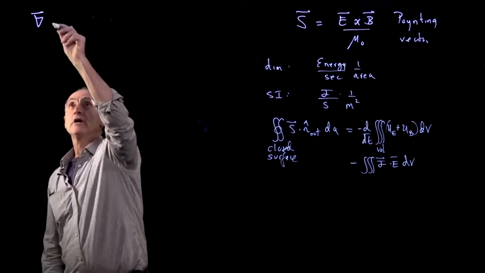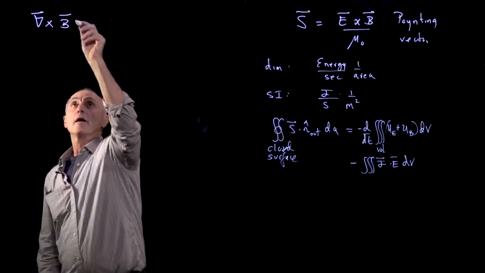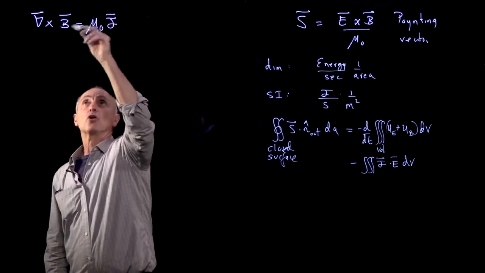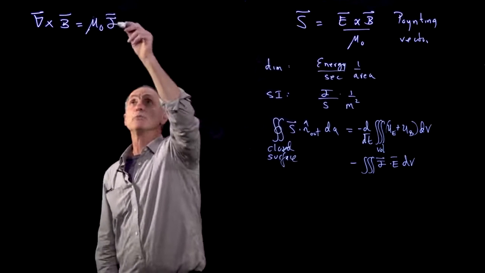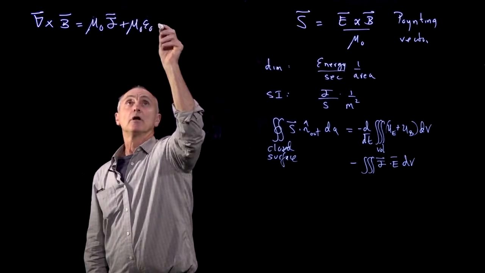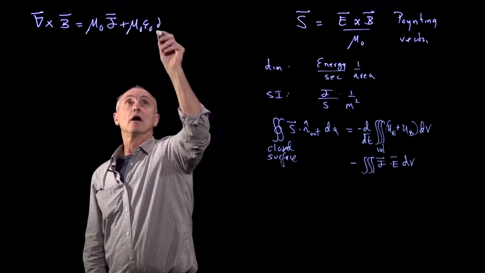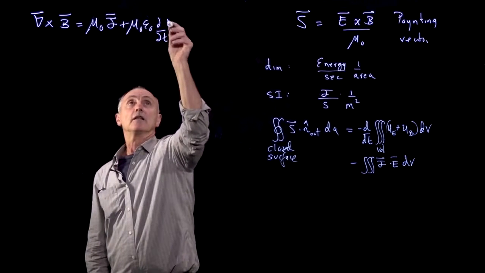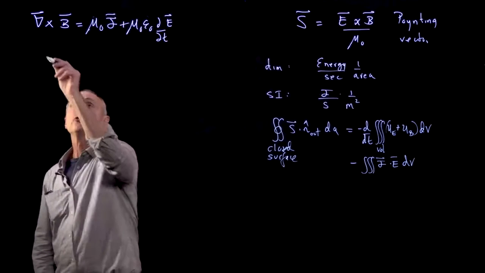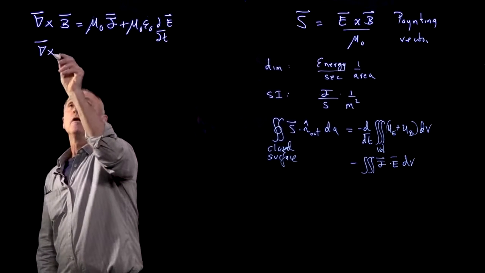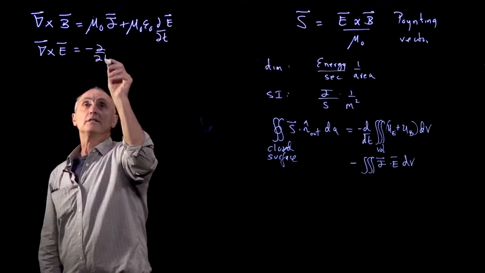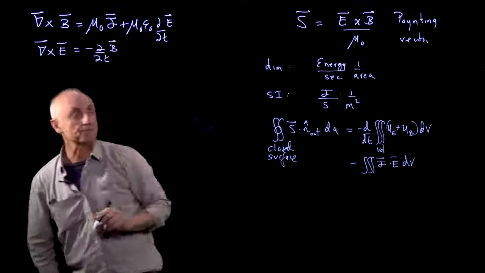So we have the Maxwell-Ampere law that the curl of the magnetic field is equal to mu naught times the current density plus mu naught epsilon naught, the rate of change of the electric field. And our other Maxwell equation that we're going to use is the Faraday law. The curl of E is equal to minus dB/dt.